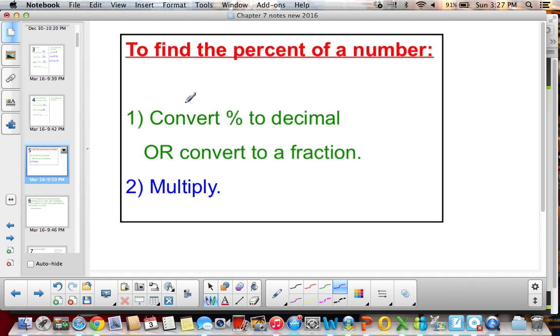So to find the percent of a number, write this in your notebook, right here, this whole box. To find the percent of a number, we convert the percent to a decimal, or we convert it to a fraction, just like we did in 2 slides above, and then we multiply.